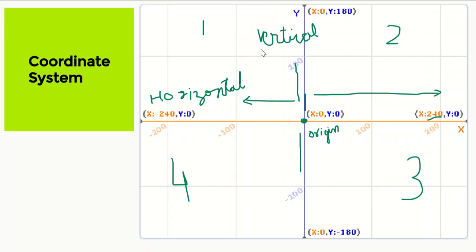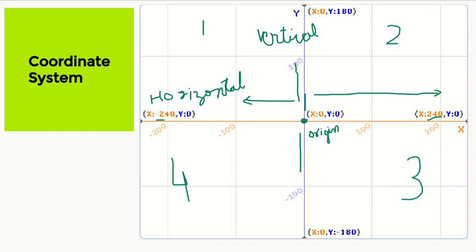Same case with the standing line also. If we want to move up, the values will be positive, and if we want to move down, the values will be negative. Now the value of x basically varies from 0 to 240, and if I want to go back, the values of x will vary from 0 to minus 240. Similarly, y will change from 0 to 180, and if we want to go down, y will change from 0 to minus 180.